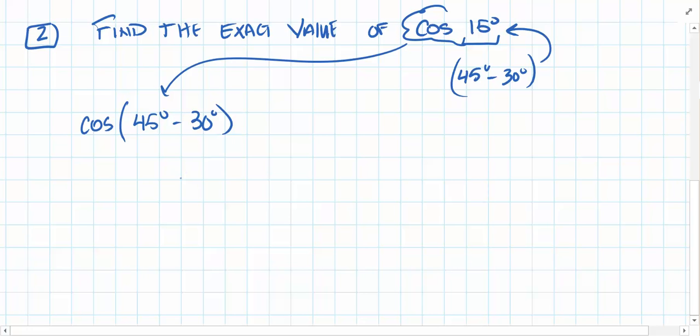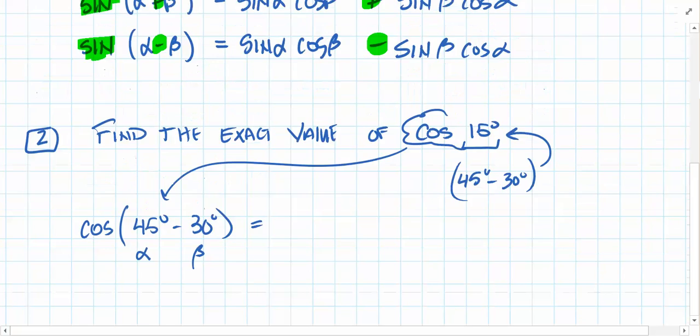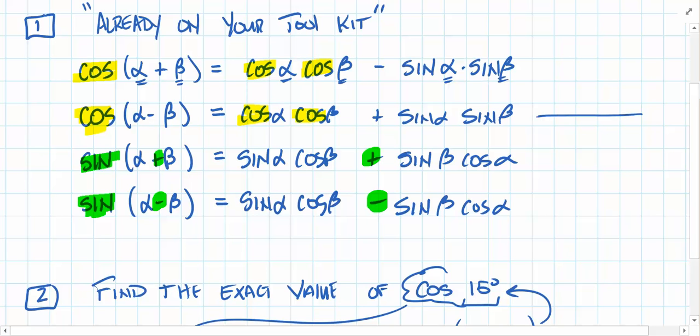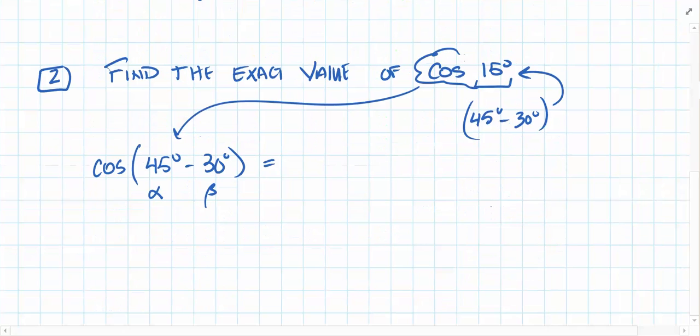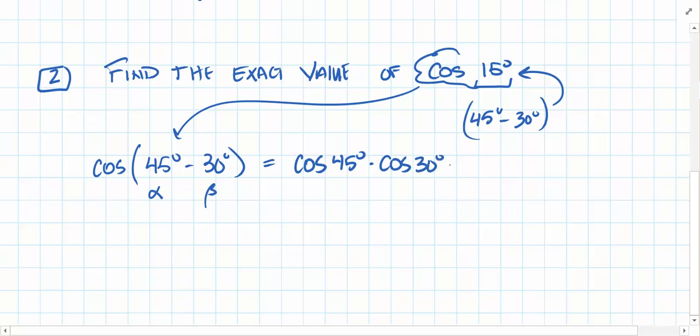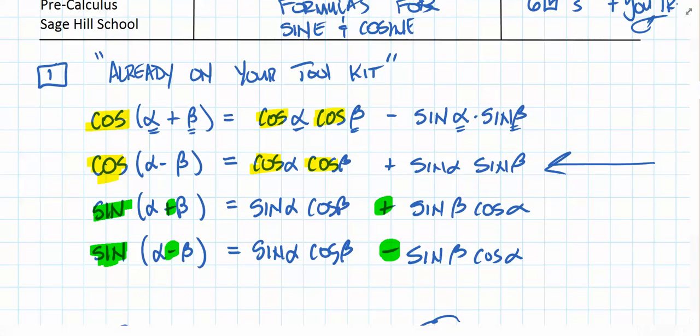Now, this is a difference of angles inside a cosine. The 45 represents the first angle, which would be alpha. The 30 represents the second angle, which would be beta. So really, I have cosine of alpha minus beta. Well, we have a formula for that. According to our formula, if I want the cosine of alpha minus beta, I'm going to be using the second identity, because it's an alpha minus beta. Do you see that? Good. So it's going to be the cosine of alpha, which is 45 degrees, times the cosine of beta, which is 30 degrees. And is it a plus or a minus? Well, the formula says there's a plus sign between them.